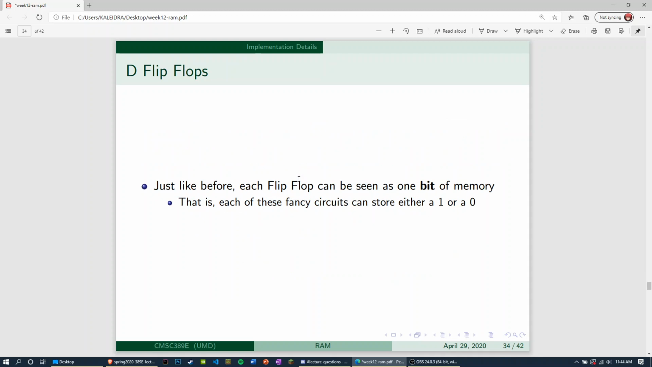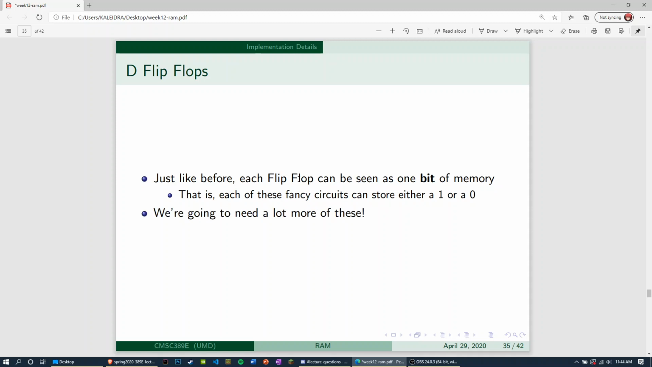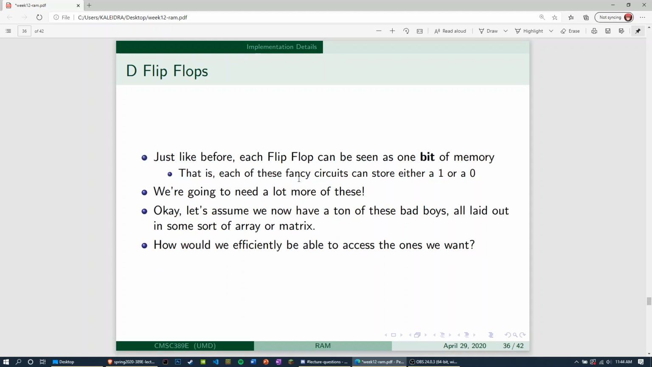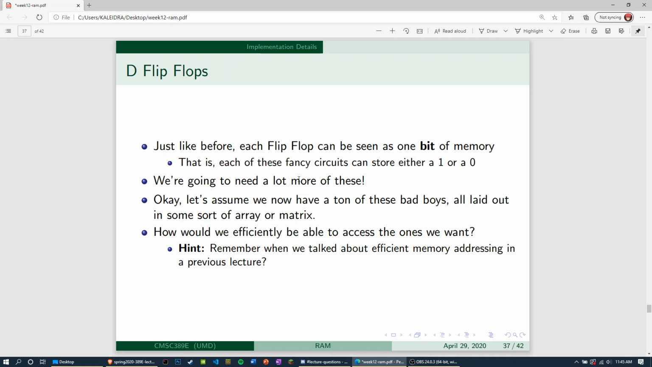So just like before, each flip-flop, this business right here, can be seen as one bit of memory. That is, each of these fancy circuits can store either a 1 or a 0. We're going to need a lot more of these. So let's assume that we now have a ton of these all laid out in some sort of array or matrix. Again, how would we be able to access the ones we want? And remember, we talked about efficient memory addressing in a previous lecture. We've kind of been over this. I feel like a lot of this presentation is just me repeating myself.